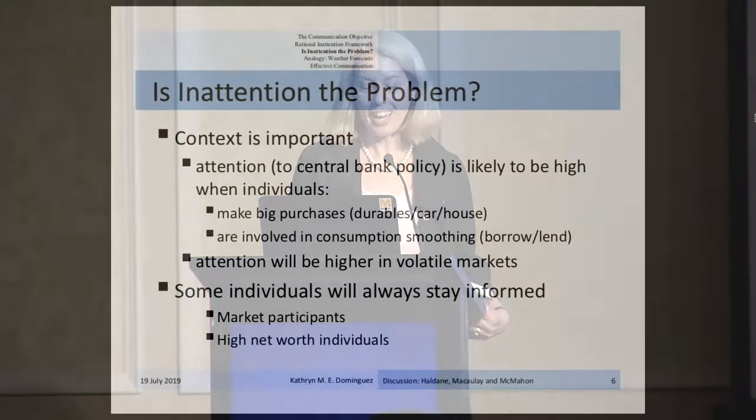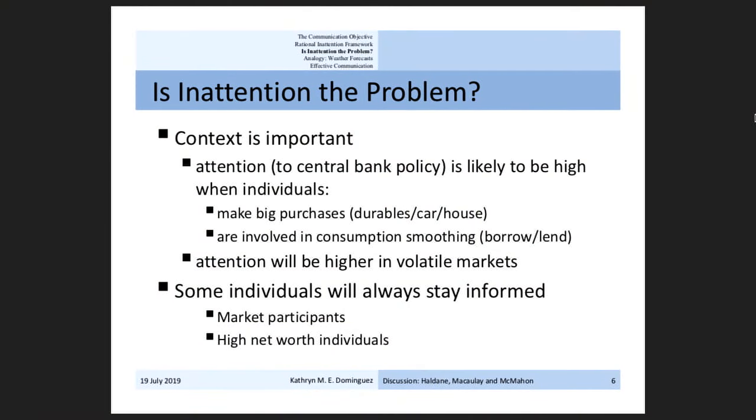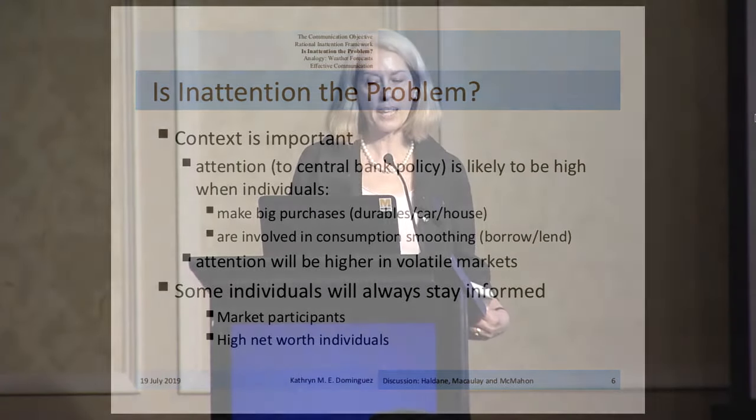It's also the case, I think, that some individuals will always stay informed. Certainly market participants: it doesn't matter what you communicate, they're going to be informed, or they're going to stay informed because they need to for their deals. And high net worth individuals in general are going to always be informed. So no matter what you present, they're always going to be reading pretty much everything that the central bank lays out.